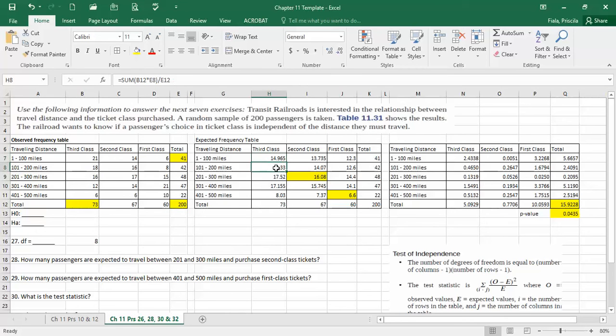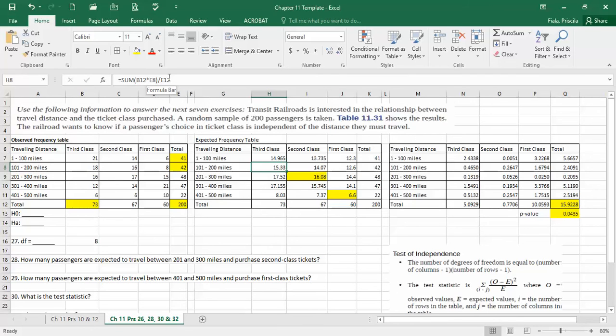For the second one, I did again this value, right? But now I'm doing this total right here divided by the same total. E8. So column E, row 8. So I'm doing this one right here.